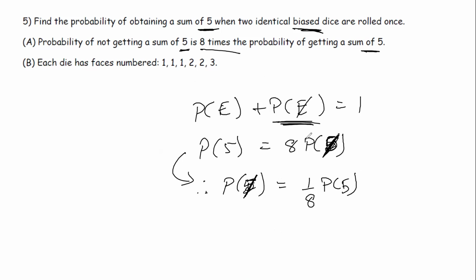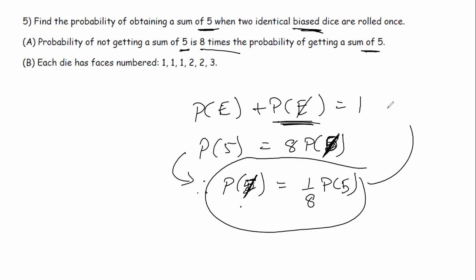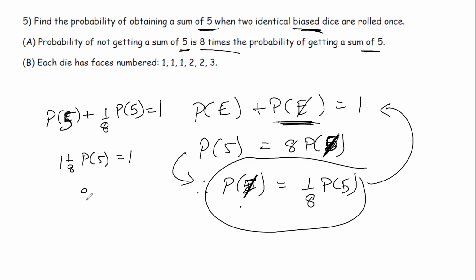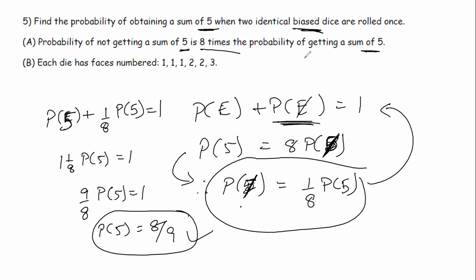Then we substitute this in. So we get P of 5 plus 1/8 of P of 5 is equal to 1. So 1 plus 1/8 is 9/8, so 9/8 P of 5 equals 1. So P of 5 we get is 8/9. So we get the answer. What is the probability of obtaining a sum of 5? So A answers.